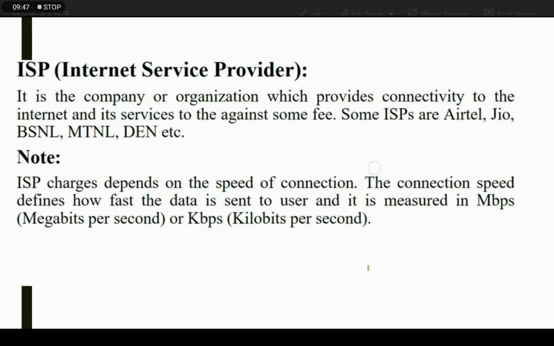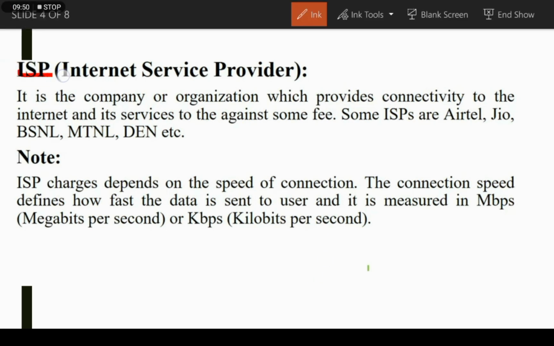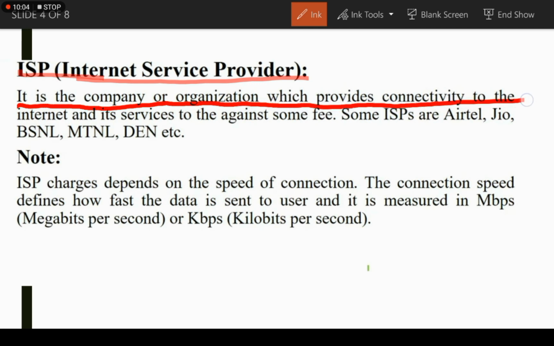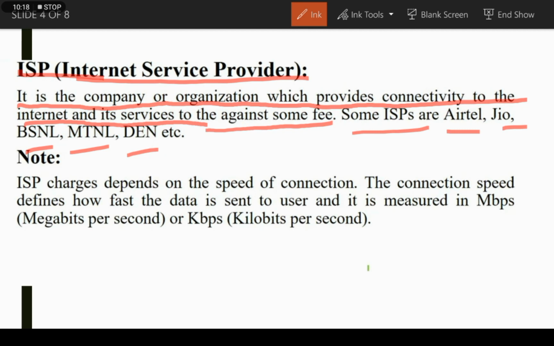Next one, ISP. Who is ISP? ISP means internet service provider. It means the person who is providing you internet. So it is the company or organization which provides connectivity to the internet and its service against some fee. Some ISPs are Airtel, Jio, BSNL, MTN, Vodafone, and many more. So ISP means internet service provider, which company is providing you internet connection.